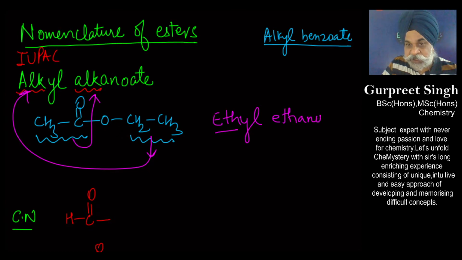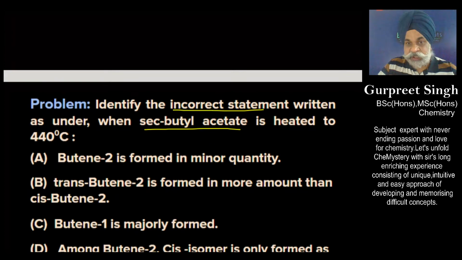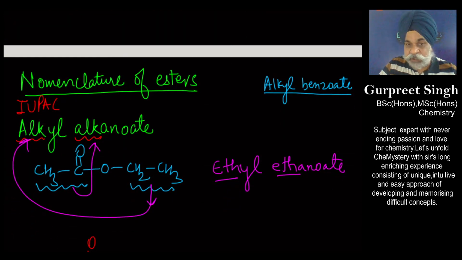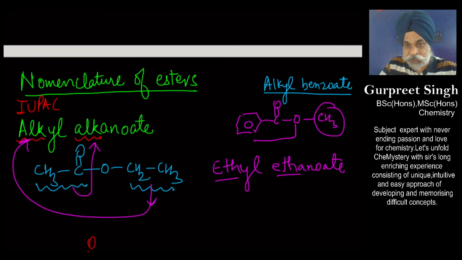So at times I have seen that you are not able to understand the naming, or not able to understand what exactly is the structure of the compound by seeing the name. Here it is secondary butyl acetate. Now you also have to understand that the name which is being given to you is a common name. This alkyl alkanoate is an IUPAC name. Similarly, alkyl benzoate, if I have to write, it can be written like this. This is the benzoate part, and here you have some alkyl, so this is methyl benzoate. This way you can learn this one also.